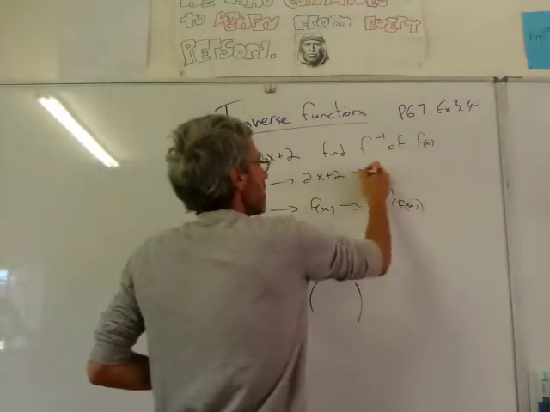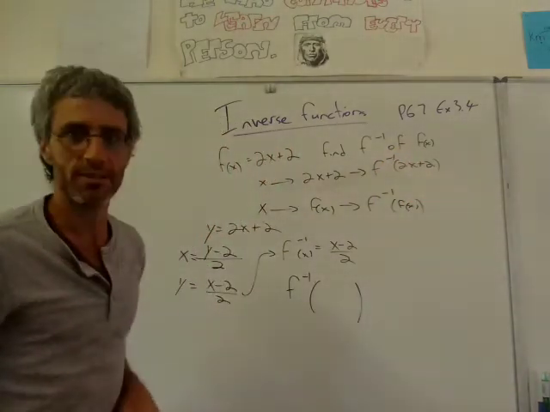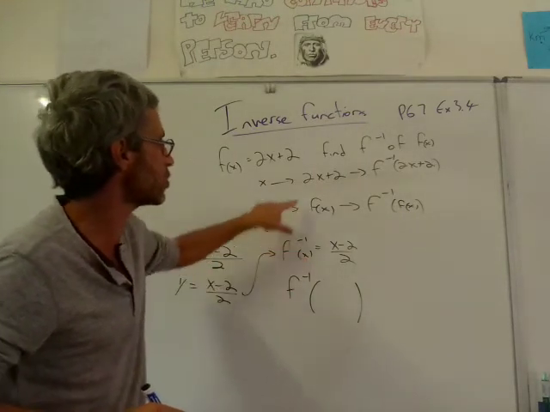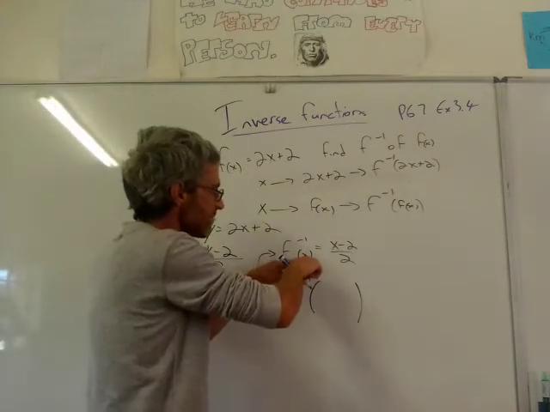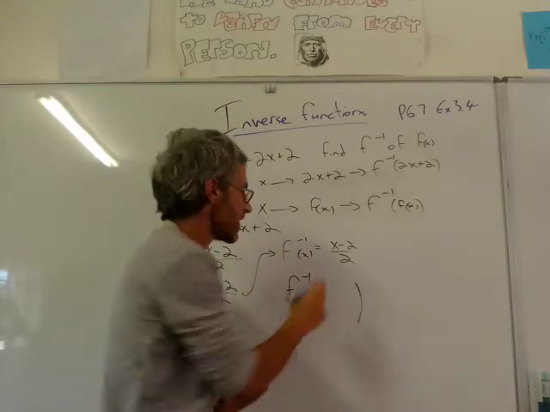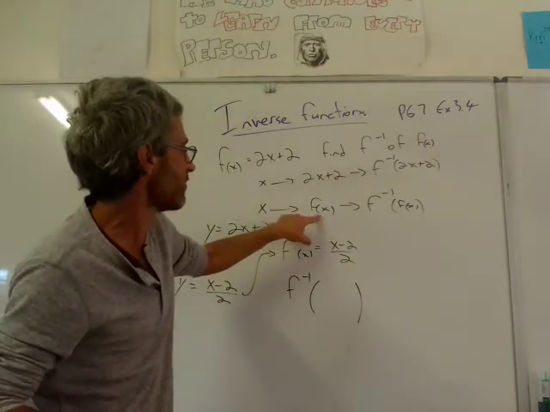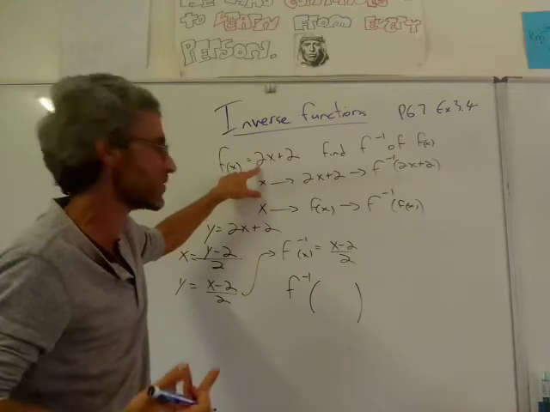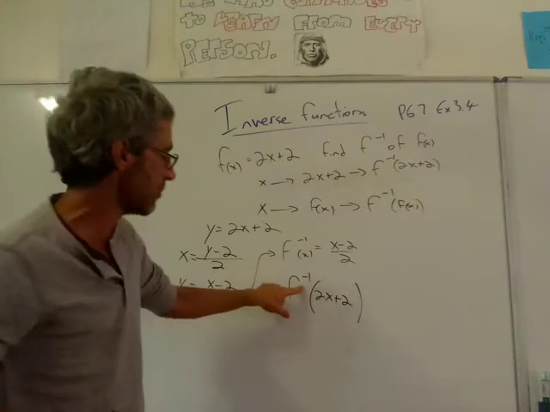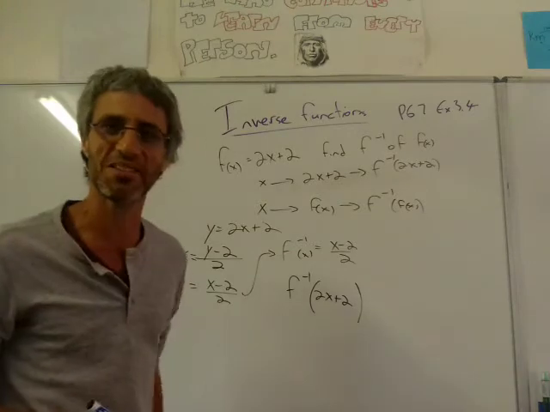And now I need to apply f minus 1, the inverse function, of 2x plus 2. Because now I don't apply it on x, I apply it on 2x plus 2. Remember, what is f minus 1 of x? It tells you that if you give me an x, I'm going to minus 2 and divide by 2. But first of all, I've activated f of x, and f of x is double x plus 2. So now, instead of x, I've got 2x plus 2. And now I need to apply the inverse function on 2x plus 2. That's the new x.